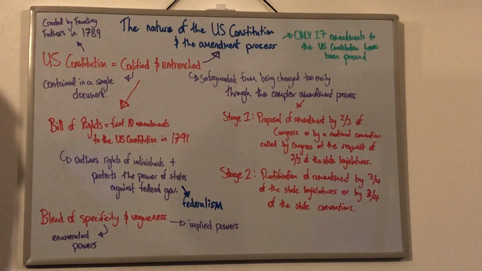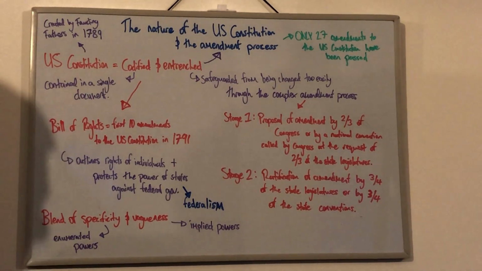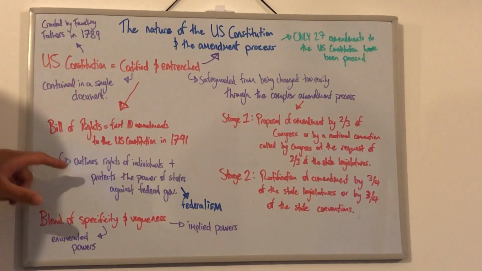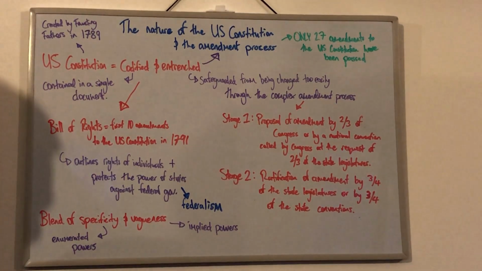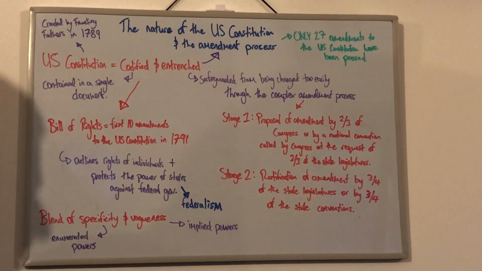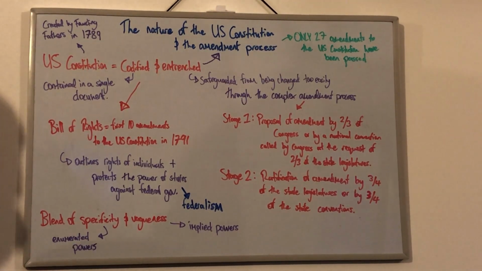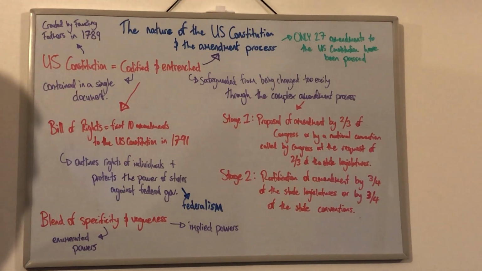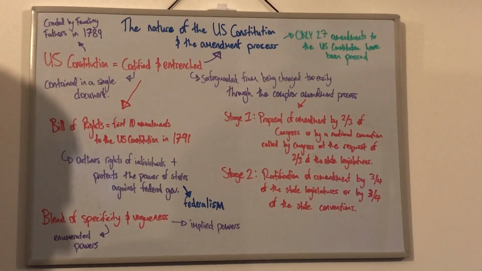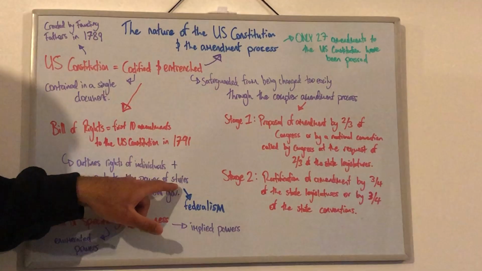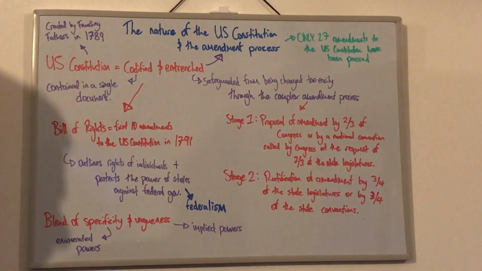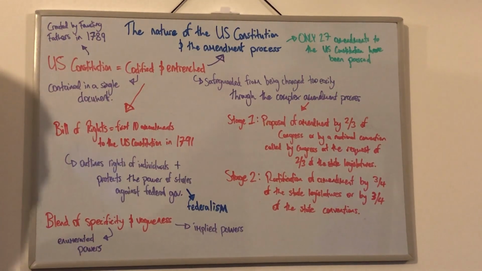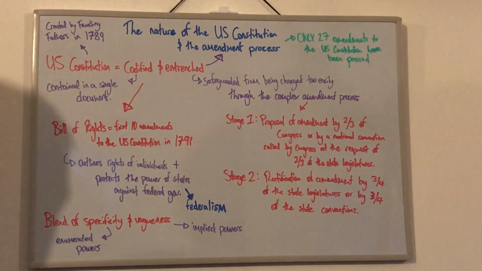And this is particularly important, the 10th Amendment, because it outlines the rights of individuals, but it also protects the power of states against the federal government, okay? So anything which is not mentioned in the Constitution as powers for the federal government, those powers are reserved for the states. Where the Constitution is not explicit about the powers of the 3 branches of government, those powers are reserved for the states.